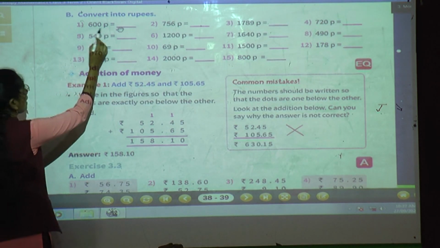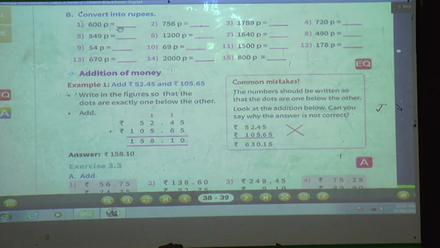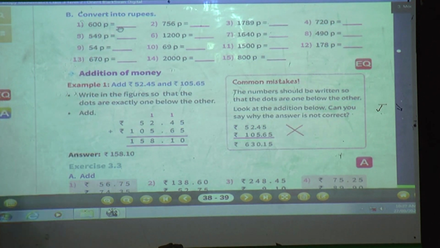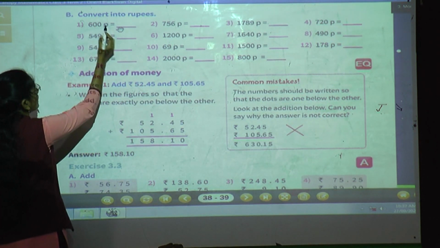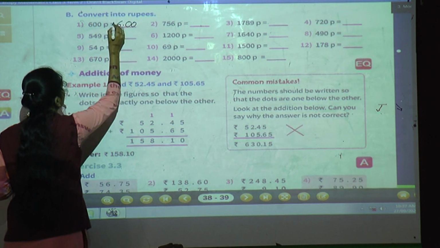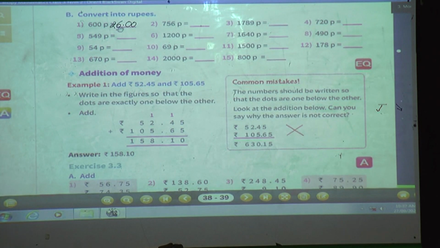Now here in this example, 600 paise is equal to, now this paise we have to convert into rupees. So from the right side, before the second digit we have to put a dot. Okay, so 1, 2, this is the second digit, so before the second digit we have to give a dot, then it will be converted into rupees. So 600 paise is equal to 6 rupees. Clear? Okay, now we'll go to the second example.